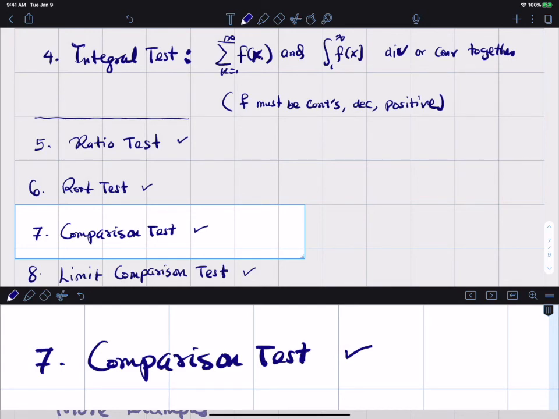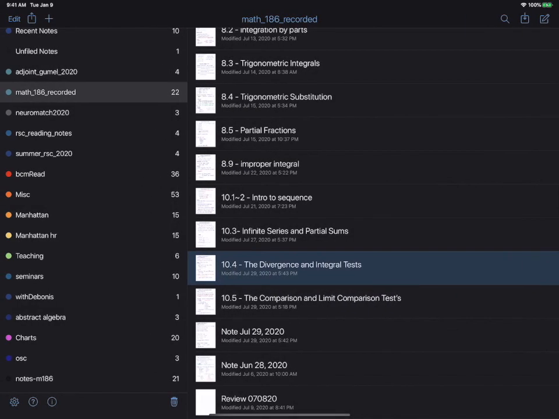Okay, so now I'm just going to look at a bunch of series, and we kind of discuss them, not necessarily solve them. We discuss what we can use to solve them.